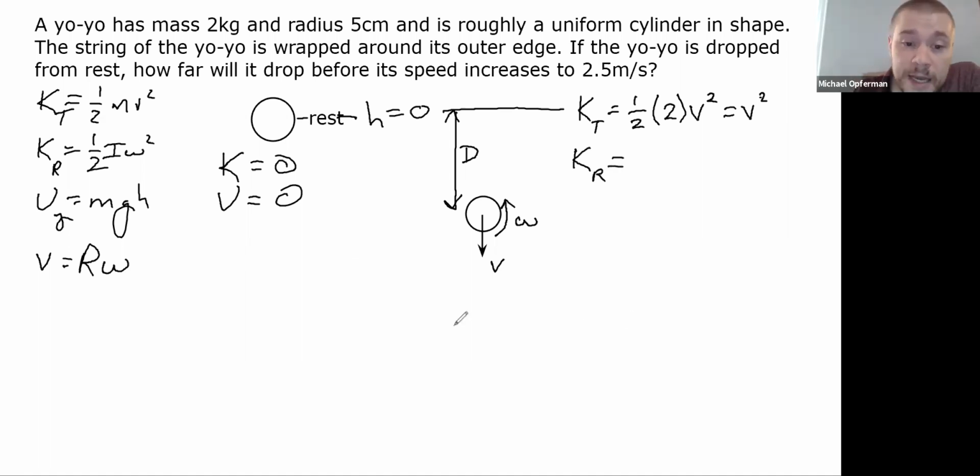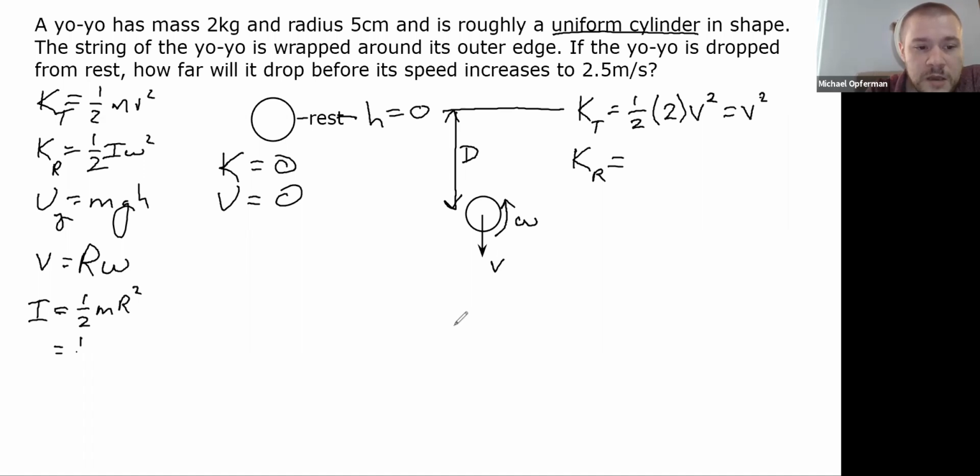Now, I'm going to have a side calculation to do here before I can write this down because I don't know what the yo-yo's moment of inertia is yet. So I'll do it over in this margin here. I need to calculate the moment of inertia. So it's a solid cylinder, according to the description in the question. A solid cylinder, you can look up, has moment of inertia 1/2 mr squared.